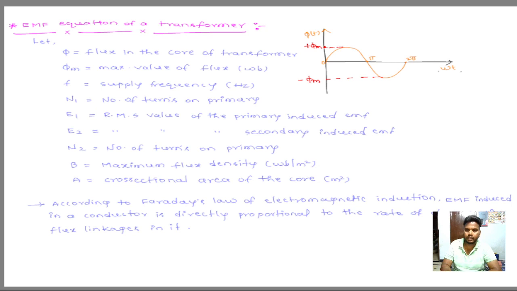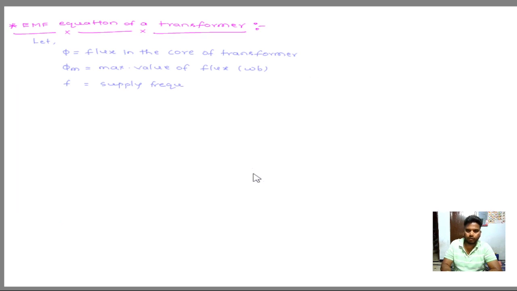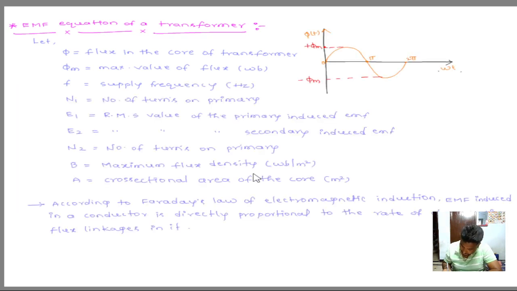Since this flux is alternating in nature, therefore phi of t is equal to phi m sine omega t. Phi of t is equal to phi m sine omega t. You need to remember this equation.